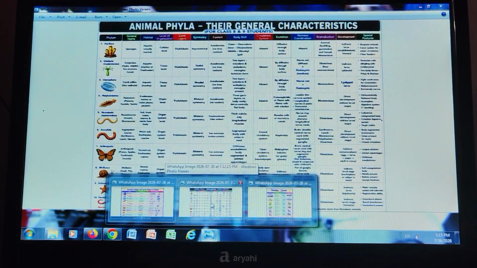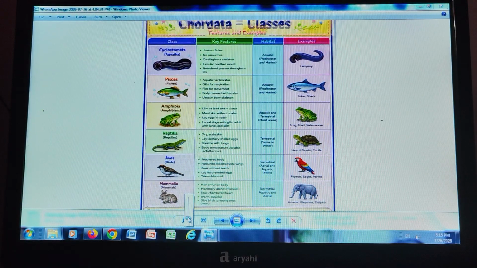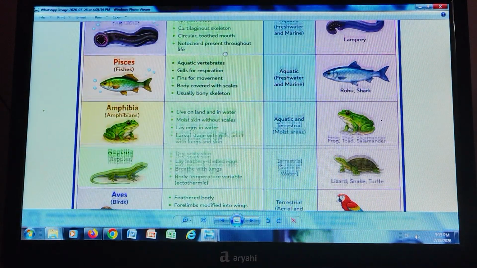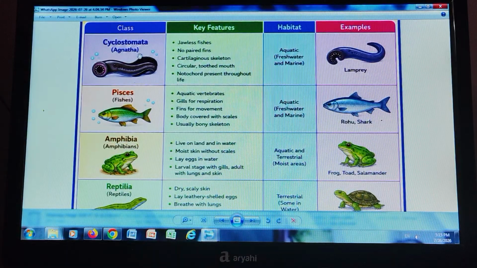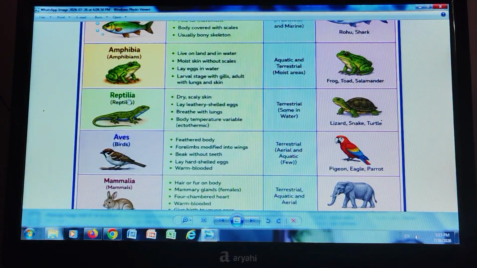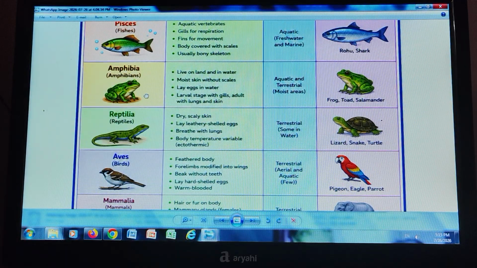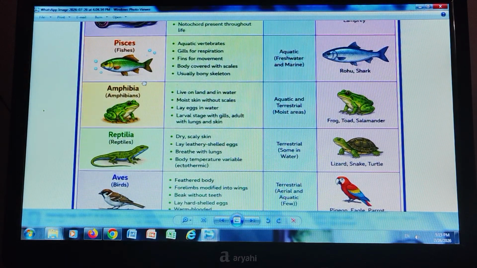So I said that I will explain about chordata. So chordata general characters I have given here. Chordates, you see five classes here. Cyclostoma is one, but familiar ones are Pisces, Amphibia, Reptilia, Aves, and Mammalia. These are the five very important classes in the chordata.